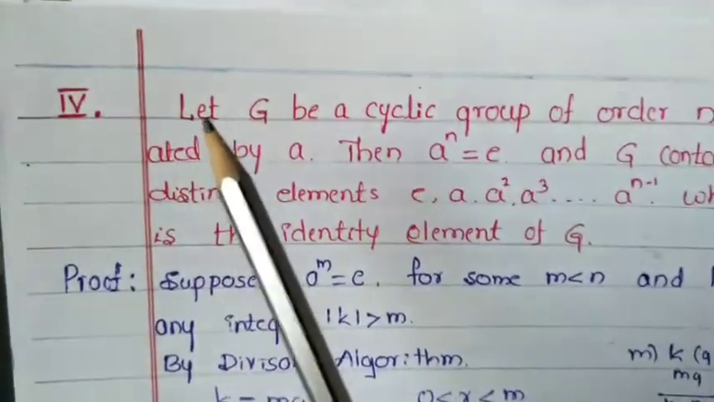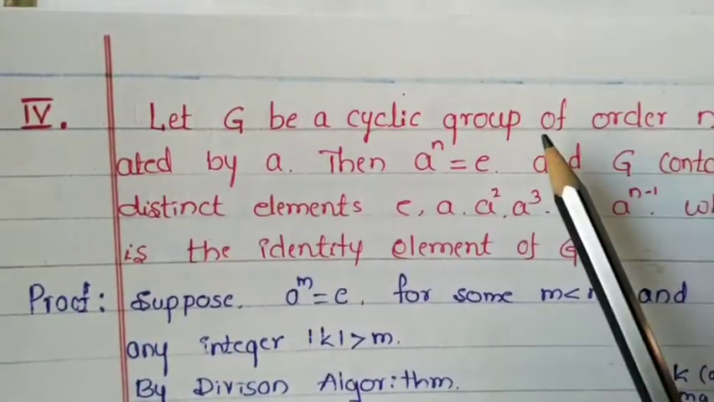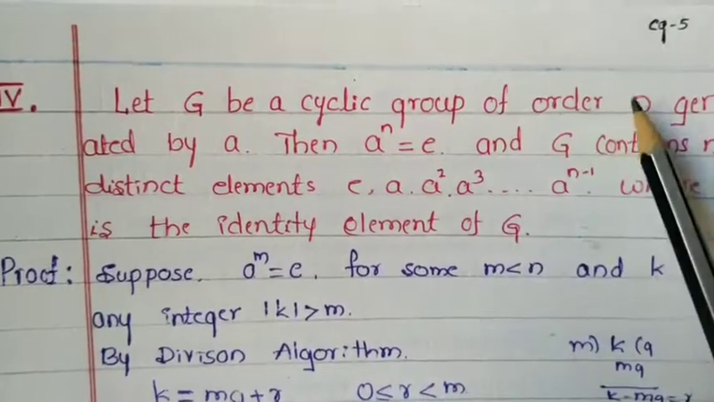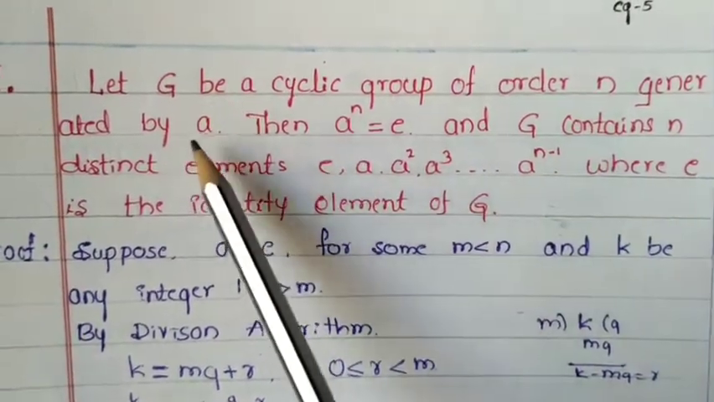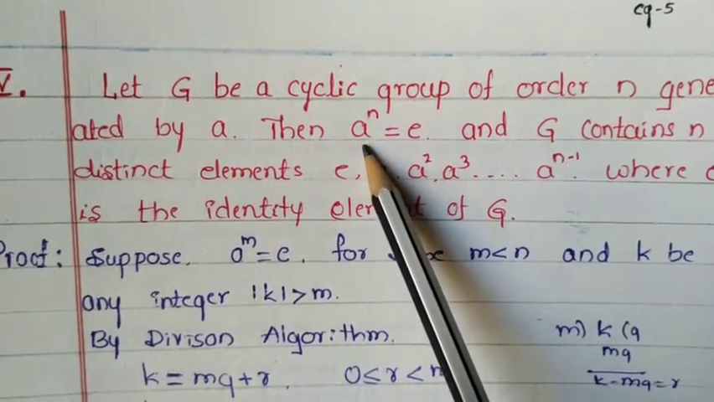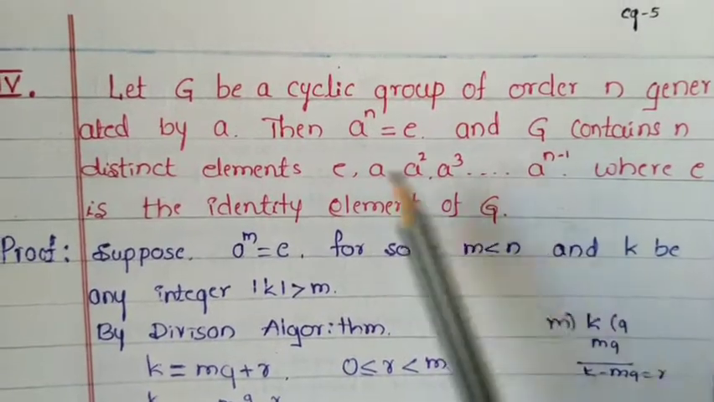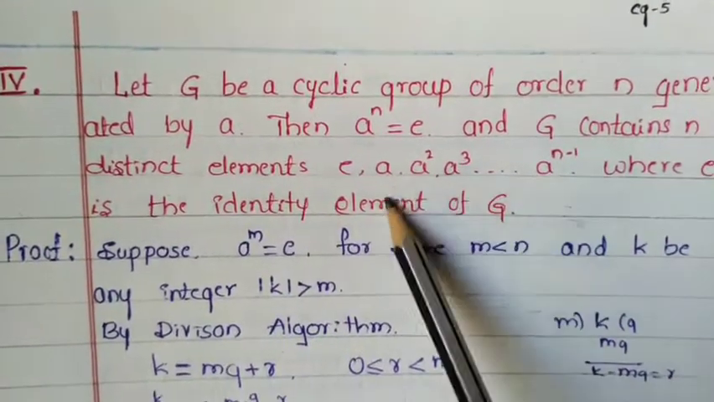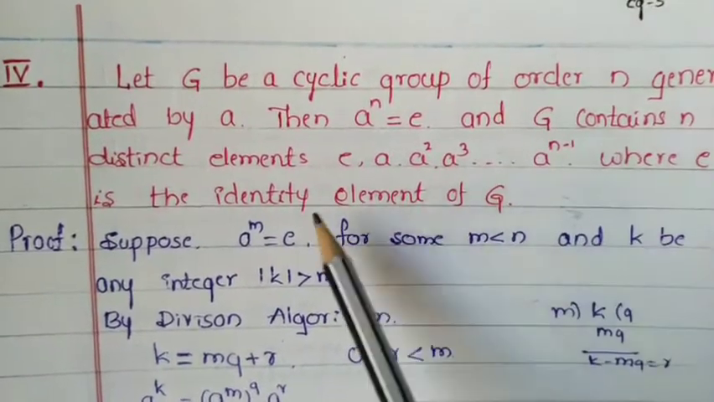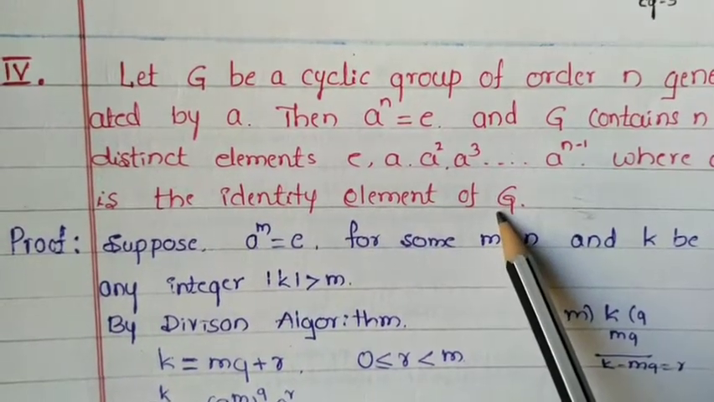Next, let us go for another theorem. Let G be a cyclic group of order n generated by a. Then a raised to n equal to e, and G contains n distinct elements e, a square, a cube, up to a raised to n minus 1, where e is the identity element of G.